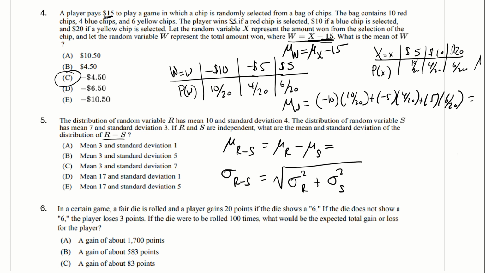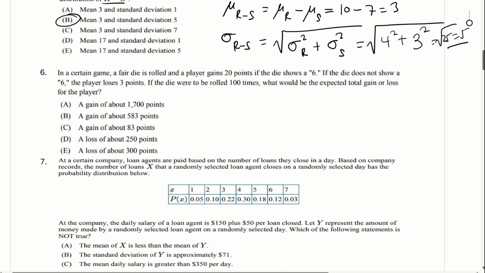And that is what you got to know. And so we got mean of R is 10, and mean of S is 7, so it's got to be 3. And then the standard deviation of R is 4, so we got 4 squared, and the standard deviation of S is 3, so 3 squared. And you can calculate your answer there. And so the answer is going to be, well, 3 squared plus 4 squared is going to be the square root of 25, and the square root of 25 is 5. Okay, so the answer is B.